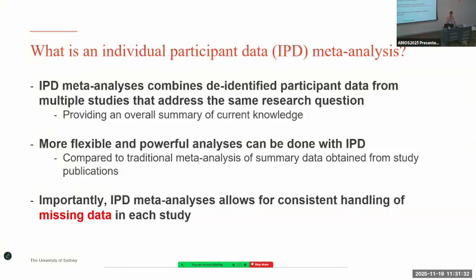So first, I'd like to begin by explaining what is an IPD, or an individual participant data meta-analysis. So an IPD meta-analysis involves the combination of de-identified participant data from multiple studies in order to address a single research question. And doing so provides us with an overall summary of the current knowledge available so far. With the IPD, we're able to conduct more flexible and powerful analyses compared to what traditional meta-analysis can do alone using summary data. But more importantly, IPD meta-analysis allows for consistent handling of missing data within each study, and this will be the focus of my presentation.